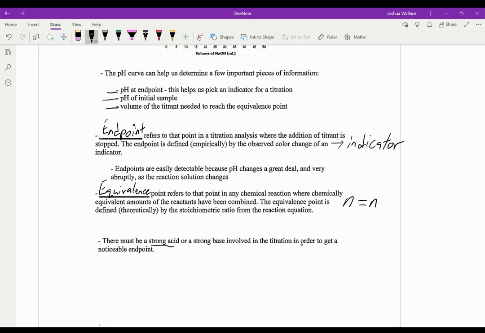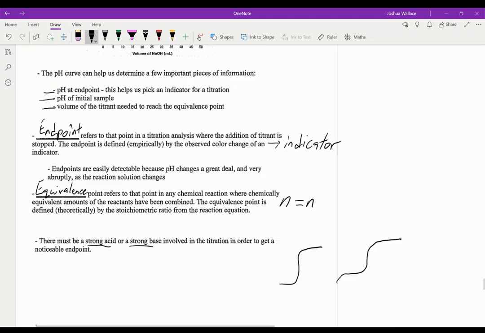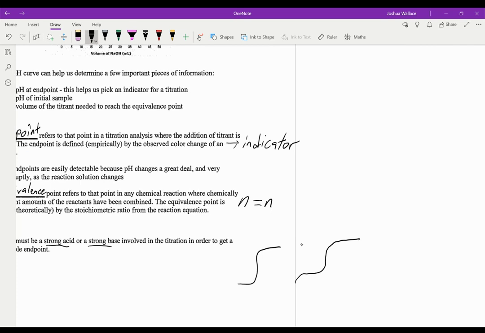There must be a strong acid or a strong base involved for the titration in order to get a noticeable endpoint. If you don't have a strong acid or a strong base, what happens is if you have a weak acid, weak base, all that's going to happen is that you're just kind of mixing solutions, and eventually it'll cross over, but it'll be very slow. So we know that if we have a strong acid, strong base, it's a very clear line like that. Weak acid, strong base, we're going to get something like this. When we have weak acid, weak base, we're really just getting something like this. All right.